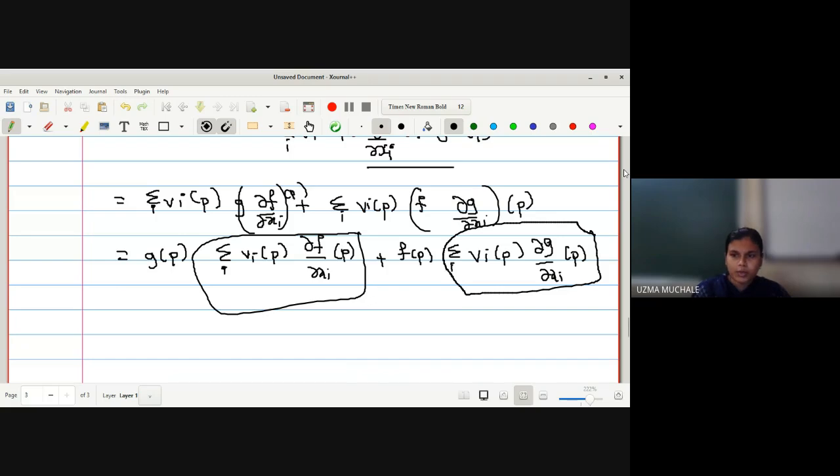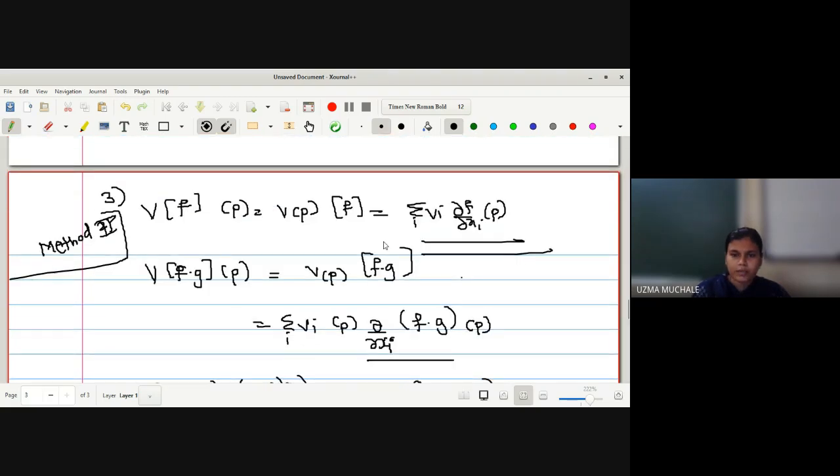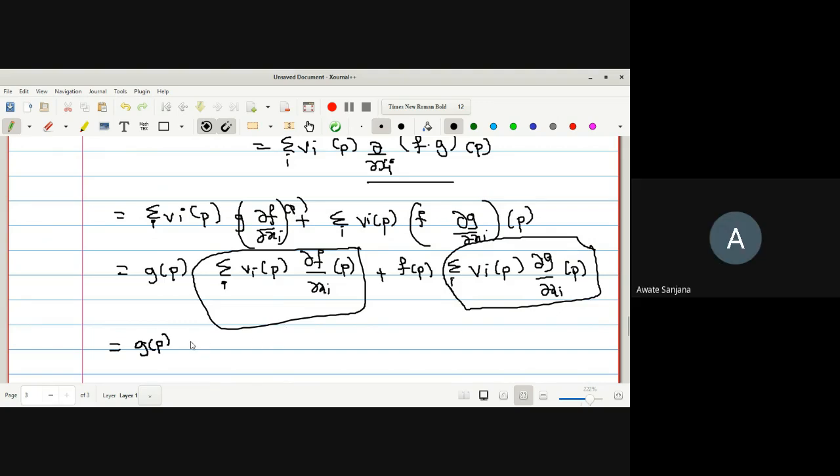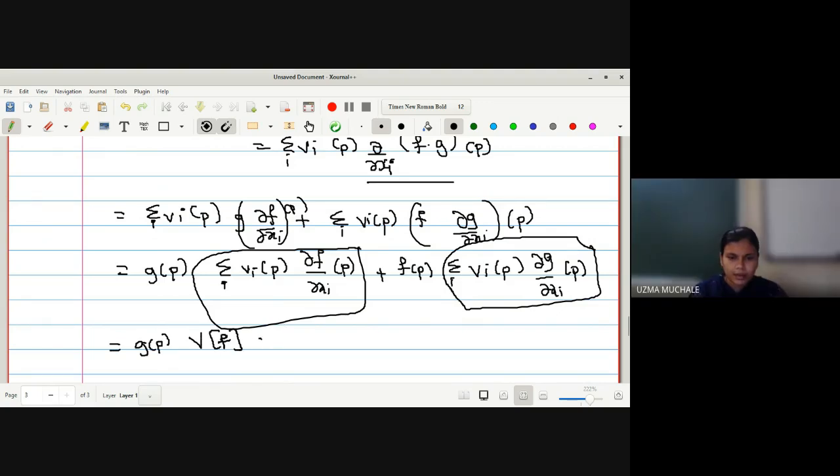Let me show you how to find these values. Here, what is the formula? Summation over i of v_i ∂f/∂x_i at a point p. What is the value of this? This is nothing but the directional derivative of function f on a vector field. In a very similar way, if you remember this formula, can you tell me the values of those brackets I have written? V[f] evaluated at a point p, plus f at p as it is, times V[g], the directional derivative of function g on a vector field at the point p.